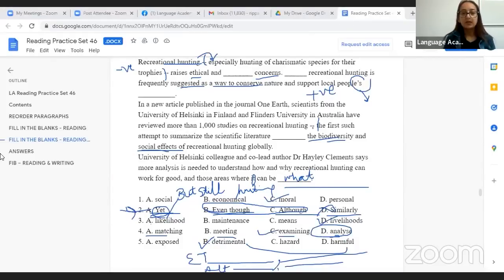The fourth one, we needed the ing form of verb and we cannot match or meet biodiversity and effects. So we can examine the effects, examine the biodiversity. And the last one, where hunting can be dash. Hunting can be detrimental, which means harmful only. Harmful and detrimental are synonyms, as I said, and detrimental is a better academic word. So we'll go with detrimental and not harmful.